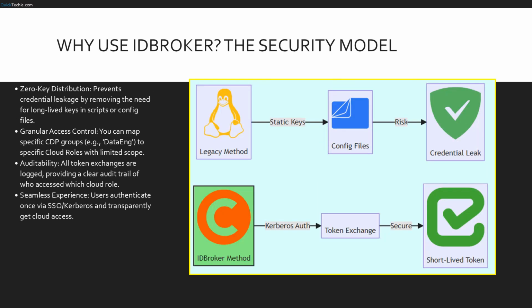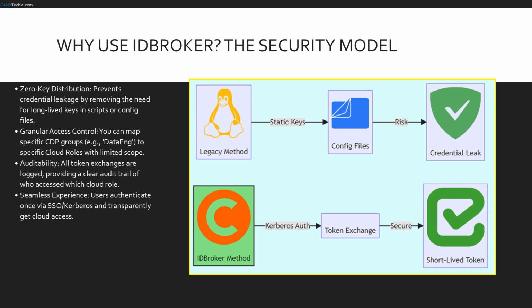Why is this architecture critical? The primary driver is zero-key distribution. In the past, admins often copied AWS keys into core-site.xml, or user home directories. IDBroker eradicates this bad practice. It allows for granular access control. You can map your finance group in CDP to a read-only role for the finance bucket and your admin group to a full access role. Furthermore, because every request goes through IDBroker, you gain auditability. You can trace exactly when a user requested cloud access, bridging the gap between your corporate directory and cloud IAM.